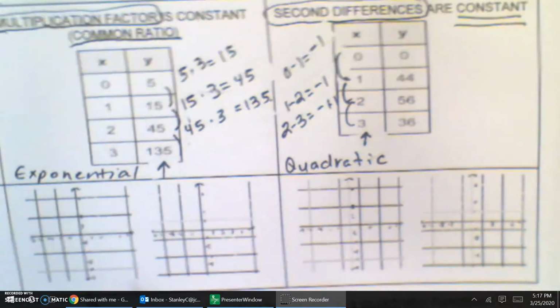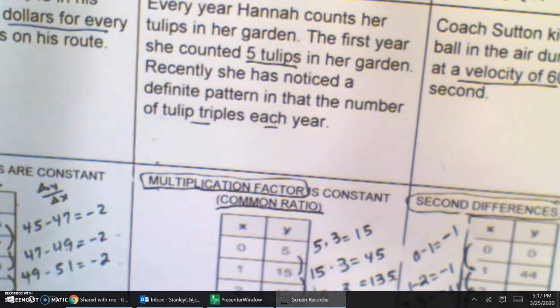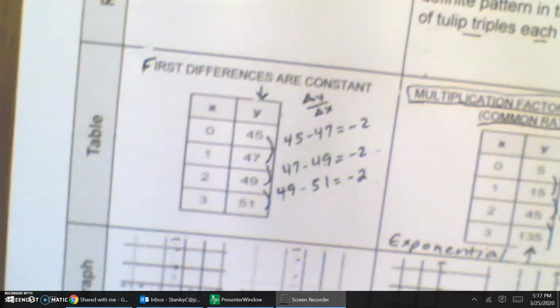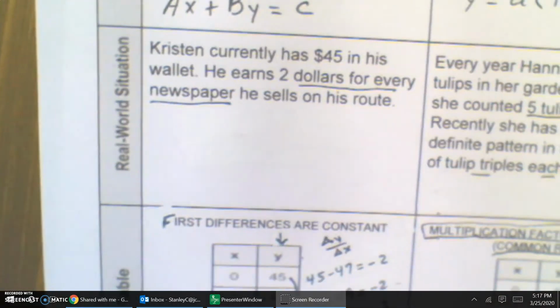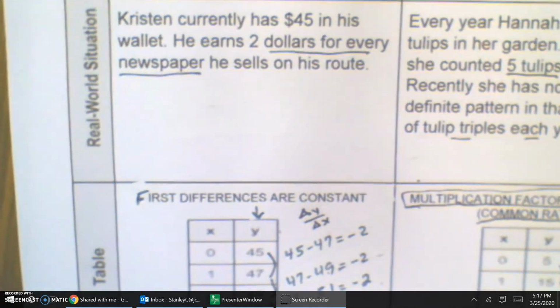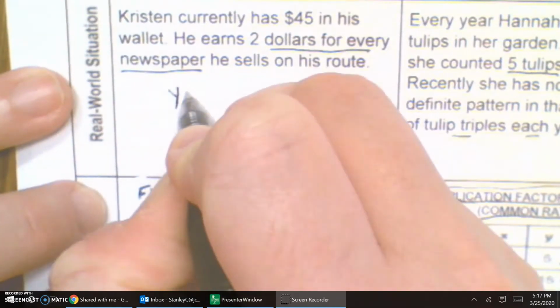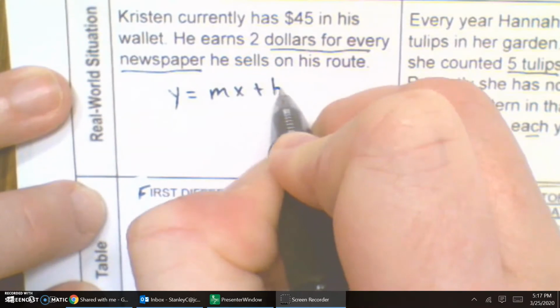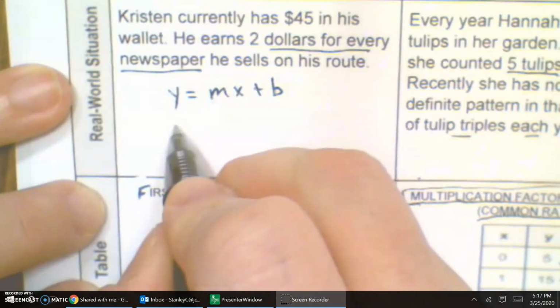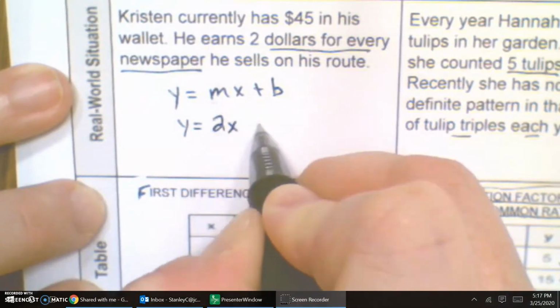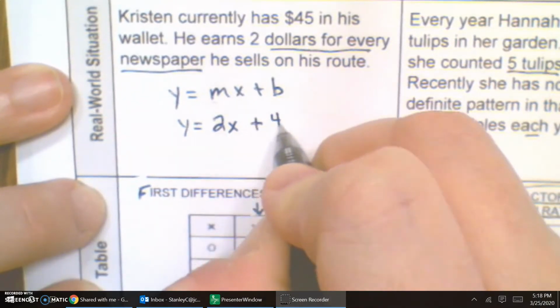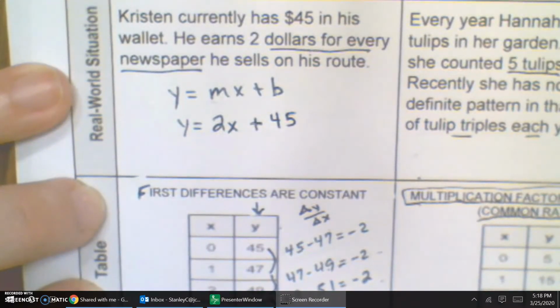All right, let's turn away from tables here just a minute and let's look at real world situations. Let's write the equation based on the scenario given. It says Kristen currently has $45 in his wallet. He earns $2 for every newspaper he sells on his route. This represents a linear function. The constant is $2 for every newspaper, and his starting value, 45. So y is equal to 2x plus 45.